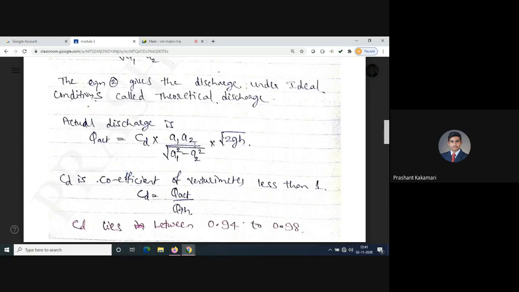So this coefficient of discharge, you can see here, the theoretical value will always be higher and the actual value will be less.